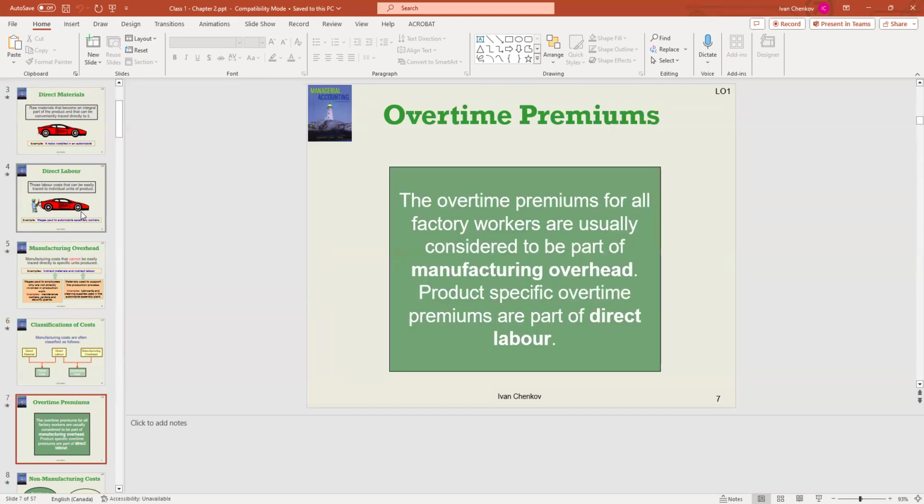How are we going to treat overtime? Obviously, all of you know about overtime. Since you're in the evening lecture, most likely you're already working, so you know what overtime is. For the purpose of our production, how are we going to treat it? It depends. The overtime premium for the whole factory is usually considered part of manufacturing overhead, but product-specific overtime premiums are part of direct labor.